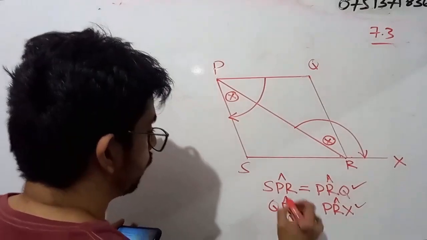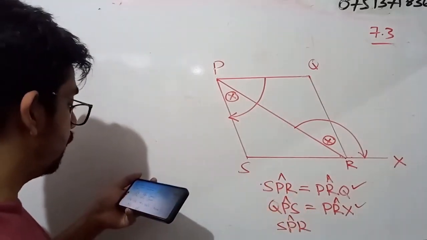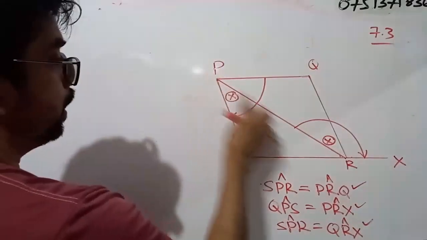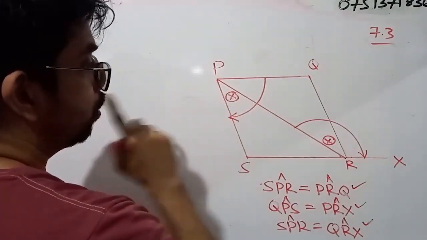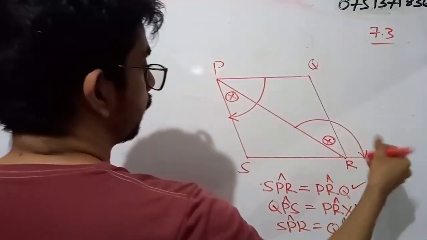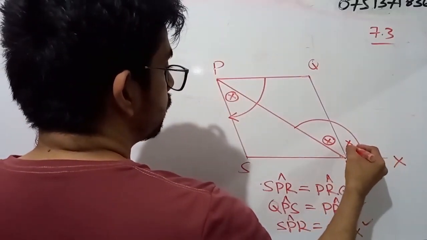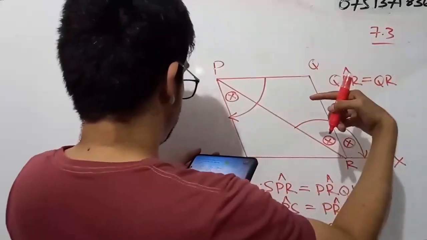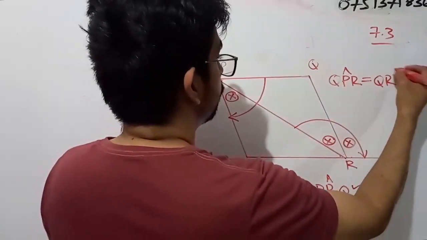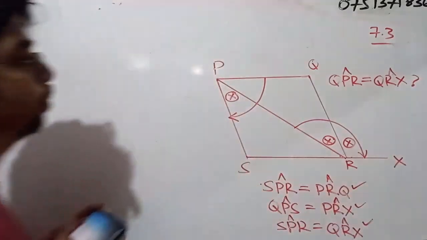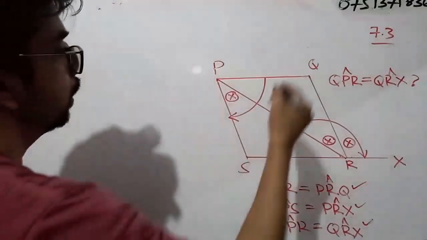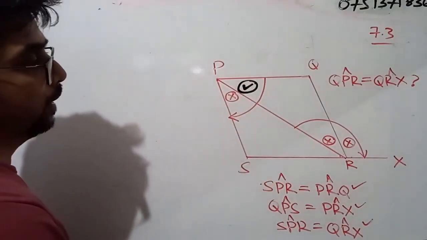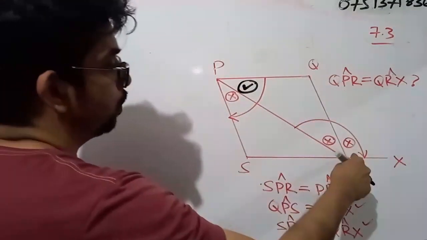SPR. So here we have SPR, here also we have SPR. SPR is equal to what? QRX. SPR is equal to QRX. So I can put the same symbol here. So what are they asking? They are asking, we need to show that QPR angle is equal to QRX angle. So this is the thing that we need to prove. QPR means this angle. Then QRX means this angle.